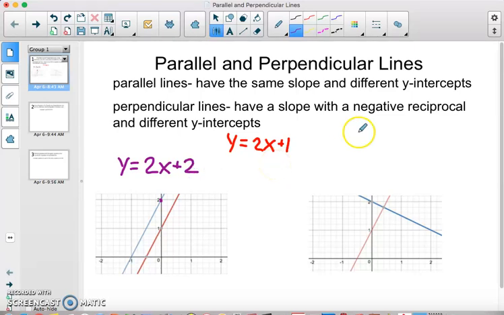And then if we look at perpendicular lines, the slopes are negative reciprocals of each other. So if the red line has a slope of 2, the blue line has to have a slope of negative 1/2. And we know we also have different y-intercepts in perpendicular lines. If we take a look, the blue line has a y-intercept of 2. So those are just an example of a parallel line and a perpendicular line.